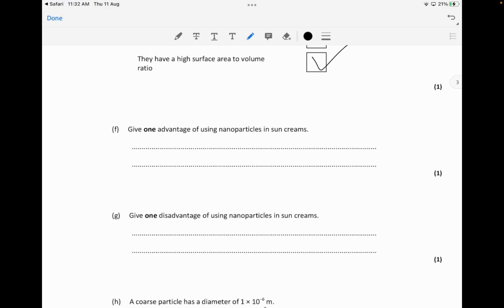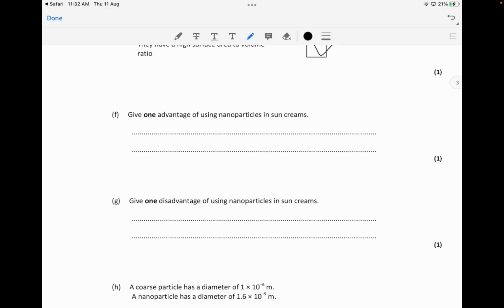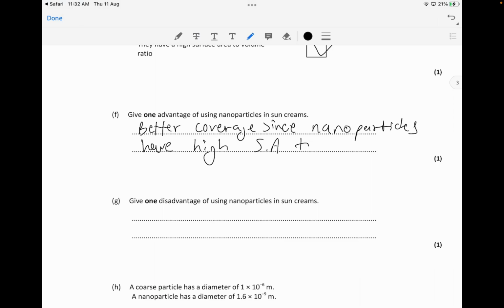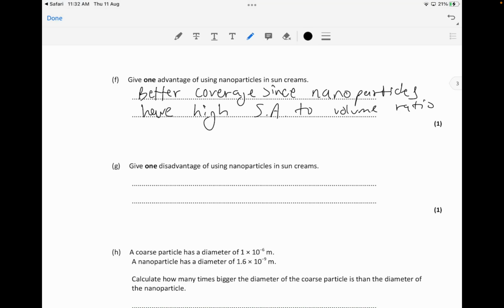You have to give one advantage of using nanoparticles in sunscreens. I can mention that they give better coverage, or more protection from the sun's ultraviolet rays. So you can say that there's better coverage since nanoparticles have a high surface area to volume ratio. You can mention the reason as well, in case you want to score full marks. SA just means surface area, which is one good tip that you can write down, but do write down the full words just in case, in order to score the marks.